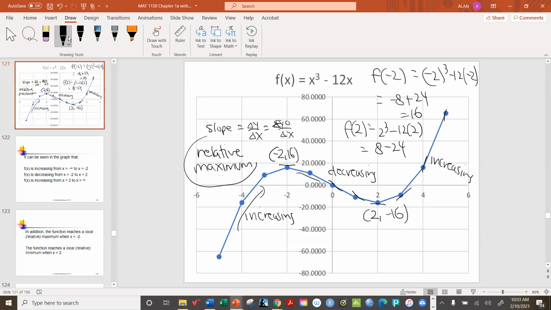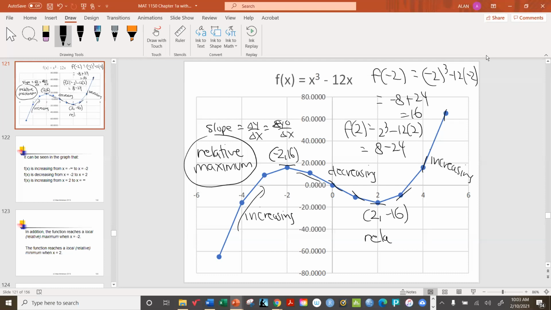Why do we call it that? Because this is not the largest value of the function. That would be up here somewhere. But within this immediate area, there are no other values that are any larger. So it's called a relative maximum, to distinguish it from what's called an absolute maximum or a global maximum, which is the largest value of the entire function. And for similar reasons, this is called a relative minimum.